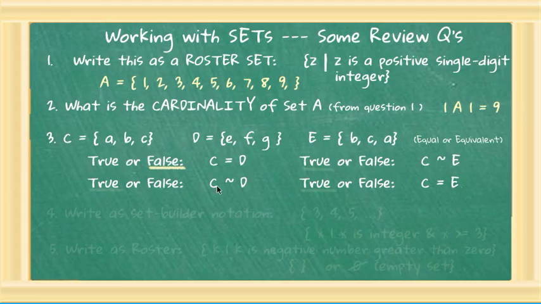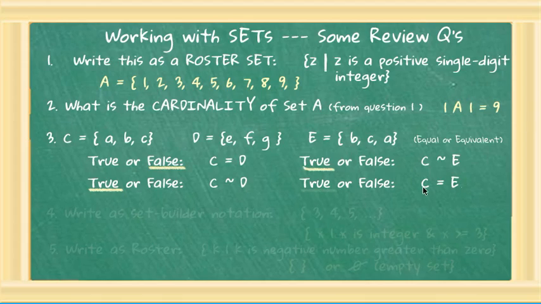True or false: C is equivalent to D. That's the squiggly symbol. Equivalent, what does that require? That's just the same number of elements, or the same cardinality. So yes, C and D both have a cardinality of 3, or in other words, 3 elements. A couple more. True or false: C is equivalent to E. Are C and E the same cardinality? Yep, they both have 3, so that one's true.